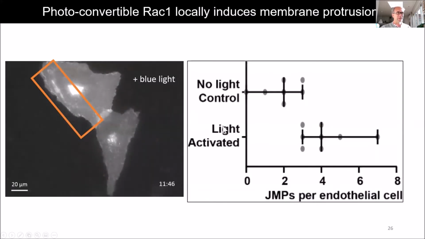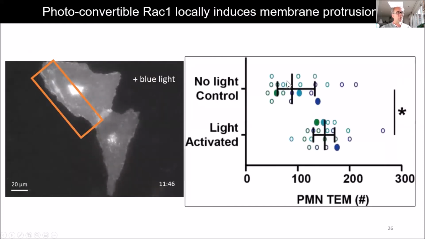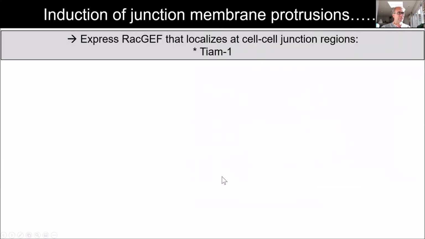And first of all, we can see that if we do that, indeed, we induce the number of JMPs per endothelial cell. It doubles the number of the JMPs. And indeed, also the number of neutrophils is significantly increased when Rac is activated. So we induce more JMPs and we induce more neutrophil transendothelial migration. Now, that was not all.